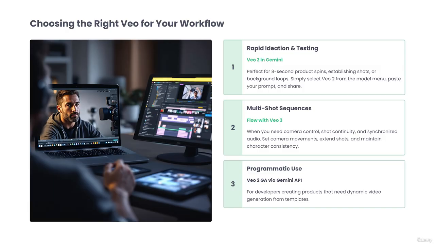Pre-visualization and multi-shot sequences: use Flow with Veo 3. Set camera handheld or dolly in, extend a shot with Scene Builder, and maintain the same character design across clips using reference images. Add temp dialogue or ambient sound without leaving the tool. Programmatic or product use: use the Veo 2 GA model via the Gemini API to seed dynamic videos from templates.